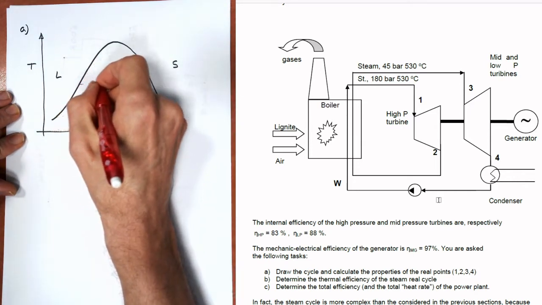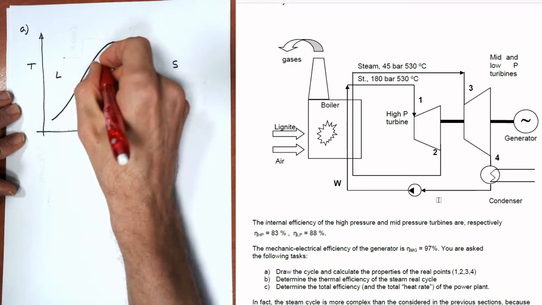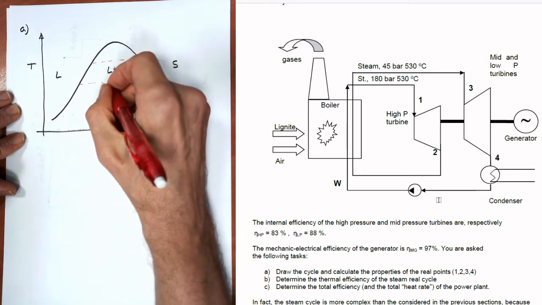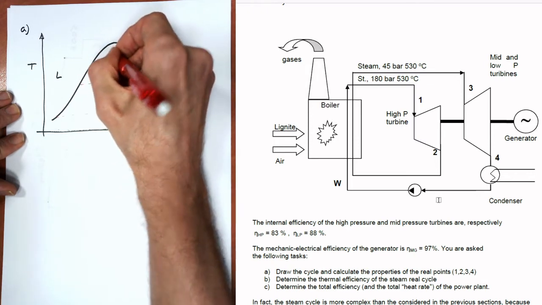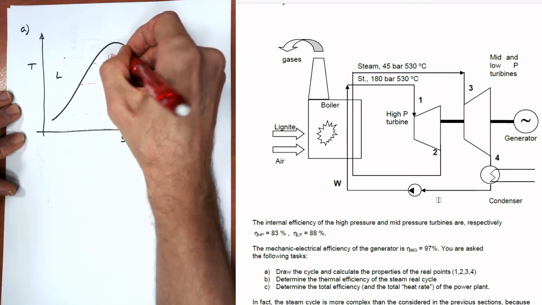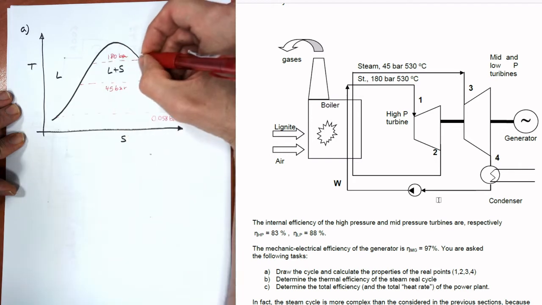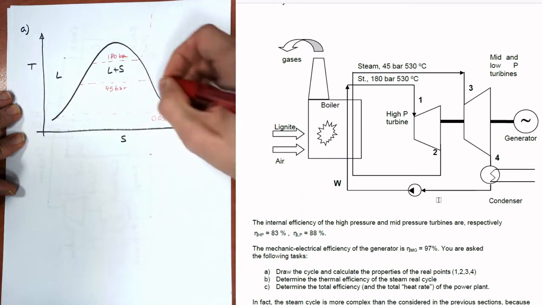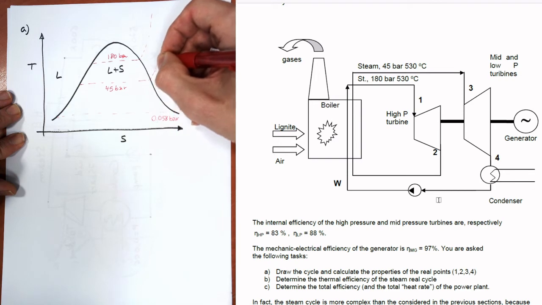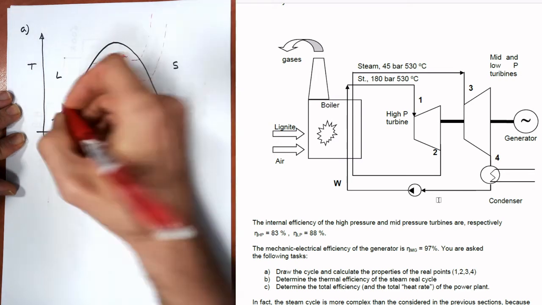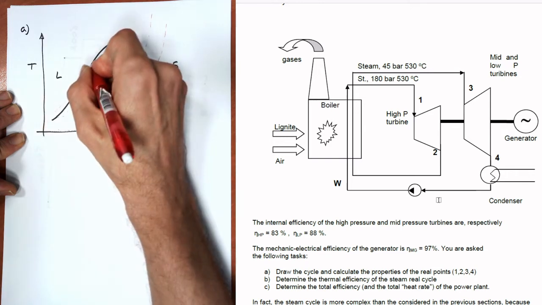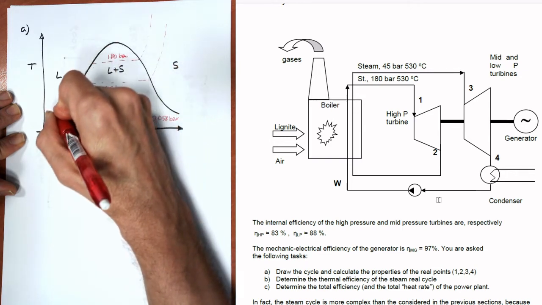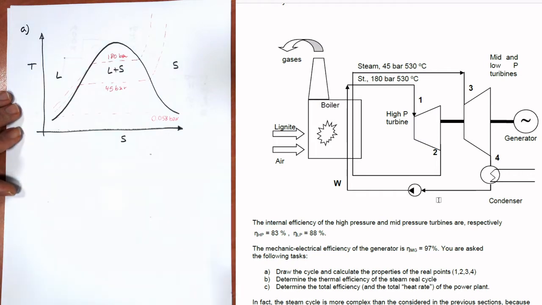One, I first draw here where it should be located approximately, so this will be the 45 bar line, and this will be the 180 bar. We complete it by continuing the lines, and here in the liquid region they go pretty close to the bell for both pressures. So let's start now the cycle.